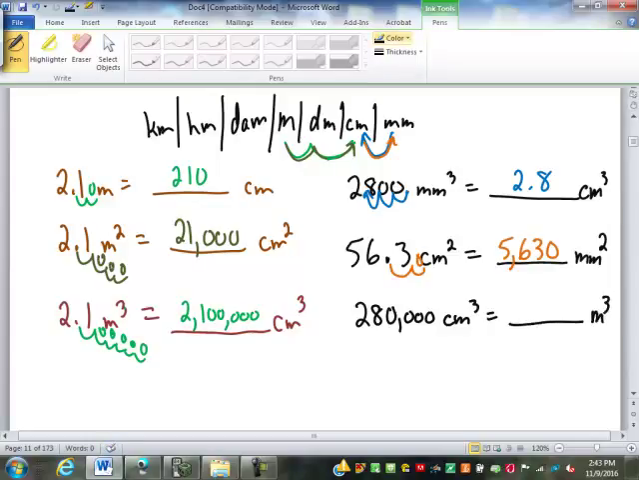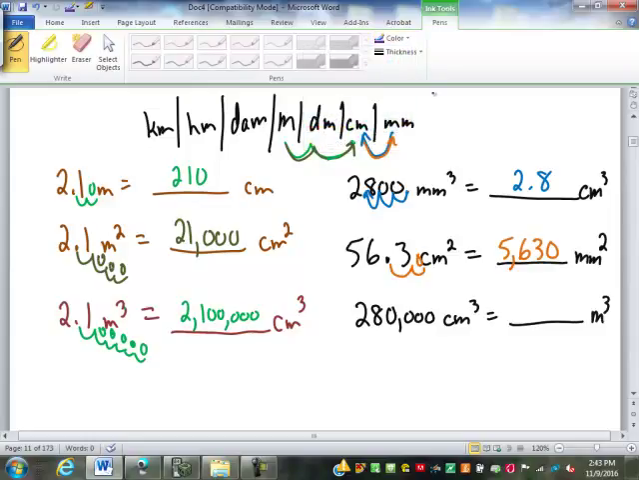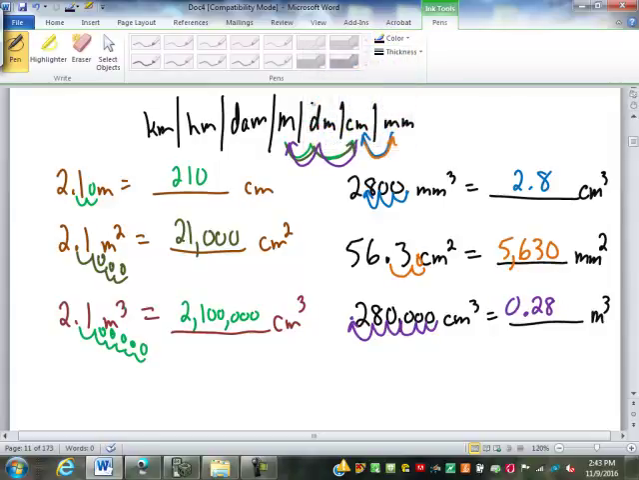What if I have 280,000 centimeters cubed? Now it is cubed again, into meters cubed. From centimeters cubed to meters cubed, centimeters to meters on the chart is 2 spots to the left. But since it's cubed, we have to triple that. So it's going to be times 3. So 2 spots to the left becomes 6 places of the decimal point. 1, 2, 3, 4, 5, 6. So it's 0.28 meters cubed. Any questions? Okay.